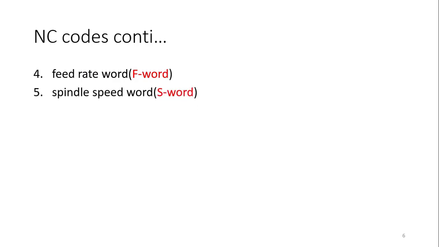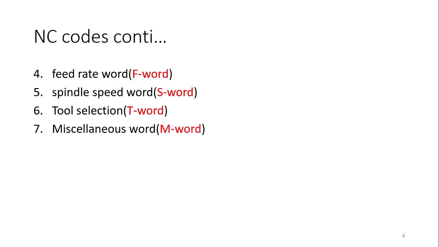Then we are having the spindle speed, S word. If you wanted to specify any spindle speed like 1000, 1500, 2000, 3000, you must write the S code along with its speed, RPM. Fine. Then the tool selection, which tool is to be selected first, second, third. So that will be denoted as T. Then there is a miscellaneous word, M.